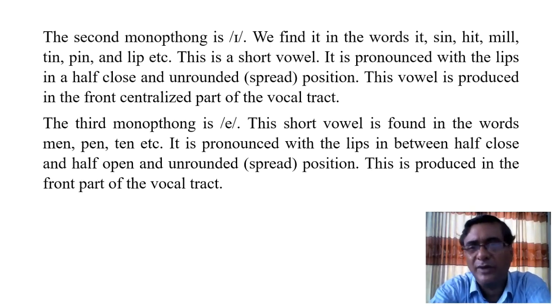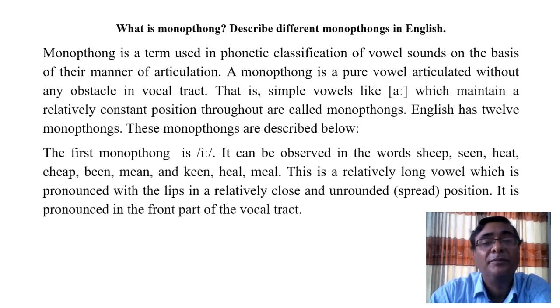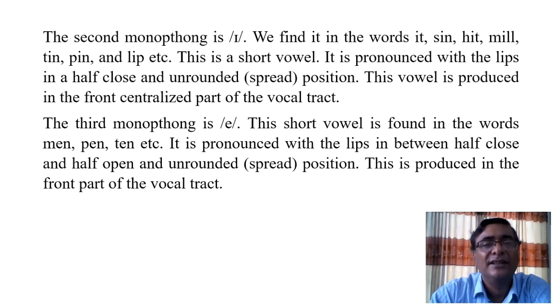Now this is a short vowel. It is pronounced with the lips in a half closed position. Sit, pin. Look at the position of my lips. Sit, pin. So it's a half closed position. Not close, half close. Wider than the previous one. The previous one was close. Sheep, seen, he. And this one is not that much close, half close.